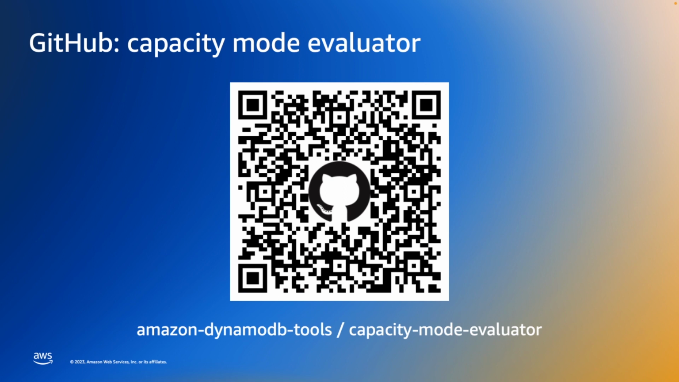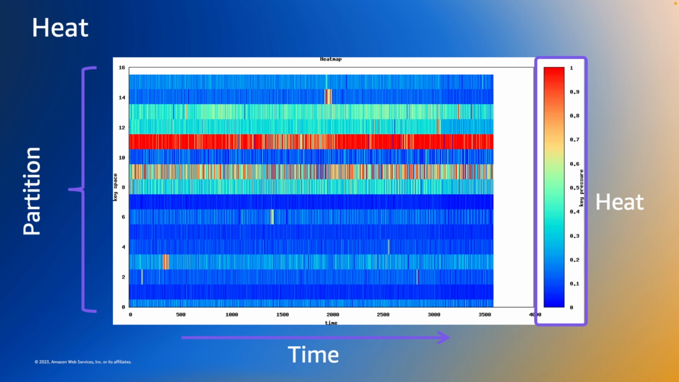As I mentioned earlier, regardless of which mode you use, we still have partitions underneath, and we still have the same throughput limits, which is 1,000 WCUs or 3,000 RCUs. This is an example of what bad NoSQL looks like. On the x-axis, we have time. On the y-axis, we have partitions. There's about 16 partitions in this table. As the colors go from blue to red, the amount of heat or requests increases. In this case, we see one very hot partition and one warm partition, while the other partitions are idling. In this case, we can have throttling.